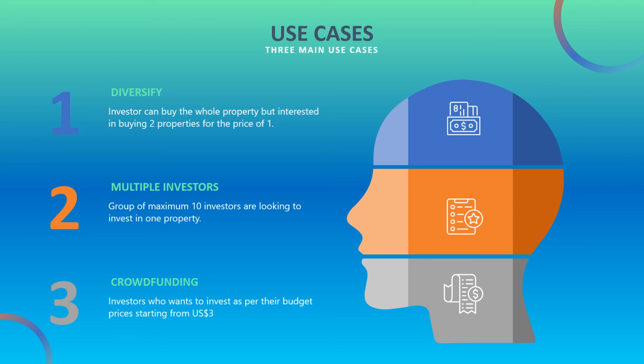The third category is the main category for everyone, which we call the crowdfunding property category. In this category, as I explained earlier, they can buy as many stakes as possible, starting with $3, and start investing with us and get monthly returns on it.